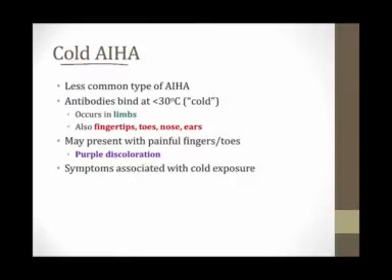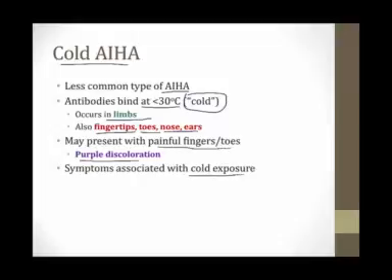Now let's talk about cold hemolytic anemia, which is the less common type of autoimmune hemolytic anemia. In these disorders, antibodies bind to red blood cells at temperatures below 30 degrees Celsius, hence the name cold. And places in the body where the temperature gets below 30 degrees Celsius are in the limbs, where you're far away from the center of the body and the blood and the organs, also in the fingertips, toes, nose, and ears. So one of the presenting features of this disorder sometimes is painful fingers or toes, purple discoloration, especially on exposure to cold. So you can get symptoms from anemia, but you can also get these symptoms related to agglutination of red blood cells in the places where the temperature is low.